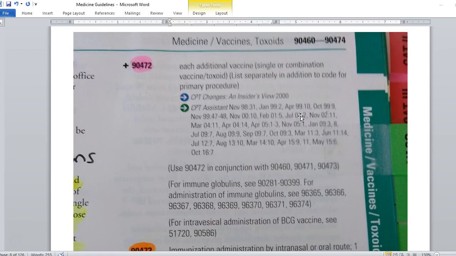A lot of people forget family medicine are doctors who do birth on up. And so if you work in those, you're going to be using a combination of all these codes. But keep in mind, this is just the administration. We still haven't gotten the actual vaccine code yet.